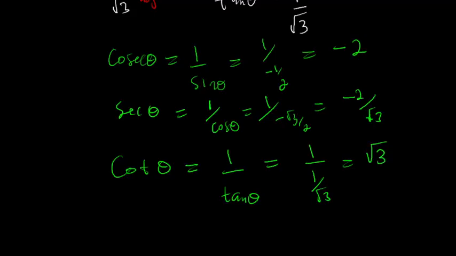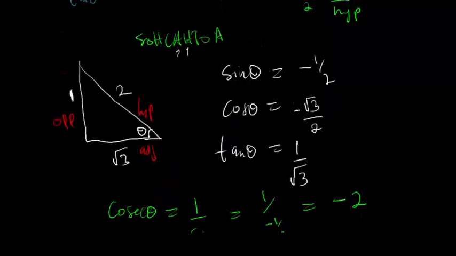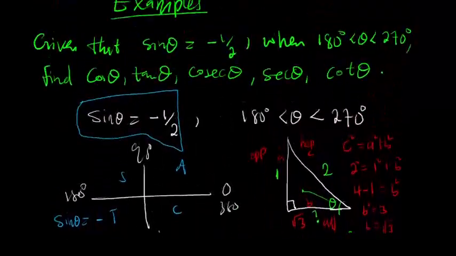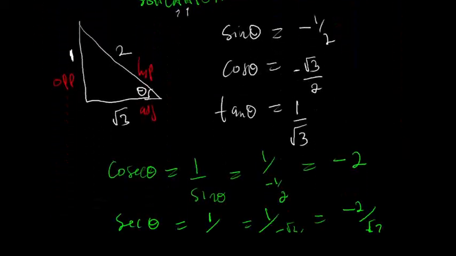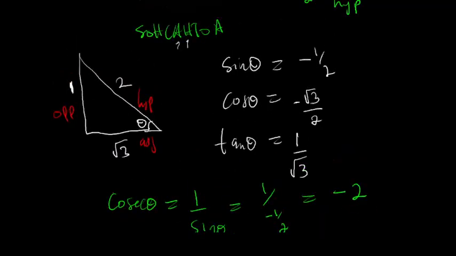So you can see now, because of the quadrants, you can't just write any answer you want. After getting your answer, you have to look at the sign. Does it satisfy the quadrant? Because we are working with the third quadrant now, only tan is positive. Only tan is positive. So watch out.